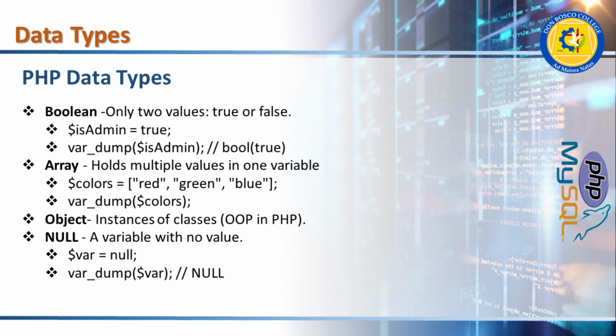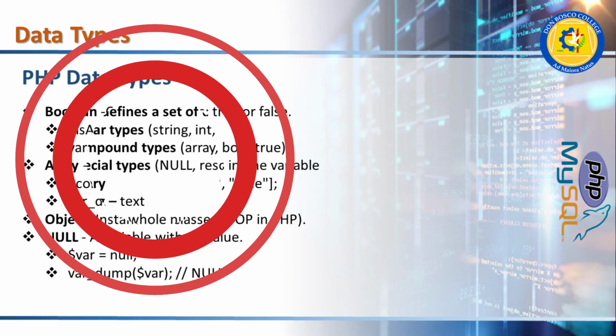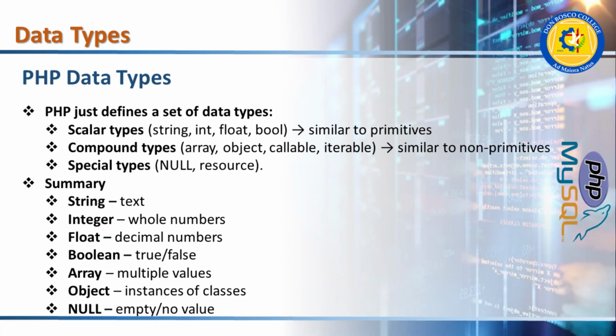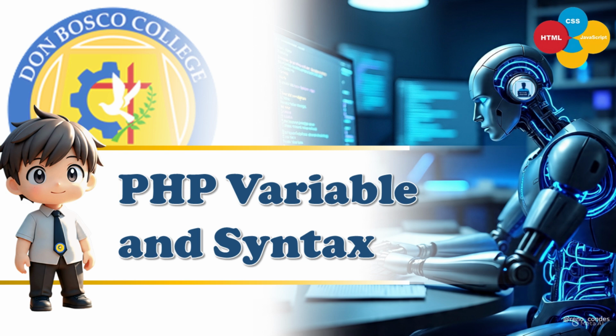An array can hold multiple values in a single variable. An object is an instance of a class, used in object-oriented programming in PHP. A variable with no value is assigned the type null. In summary, the main PHP data types are string for text, integer for whole numbers, float for decimal numbers, Boolean for true or false values, array for storing multiple values, object for instances of classes, and null for empty or no value. The next lesson is about PHP variables and syntax.